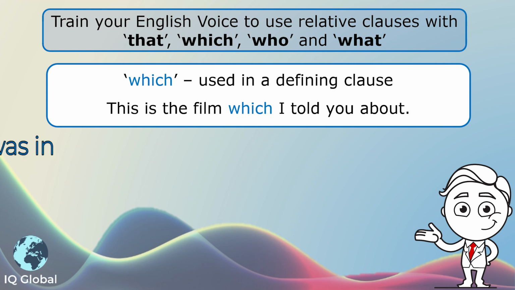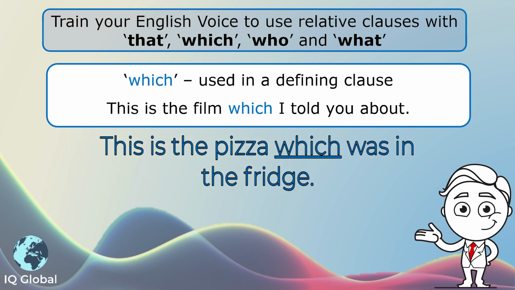Let's have a look at another example. This is the pizza which was in the fridge. This is a defining clause. It defines the pizza as the one in the fridge.